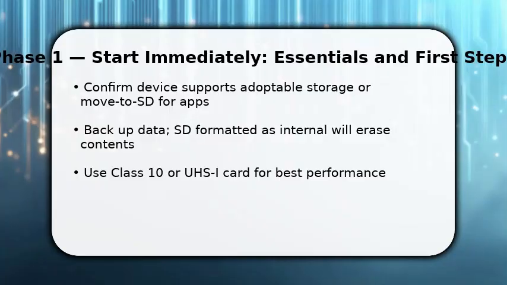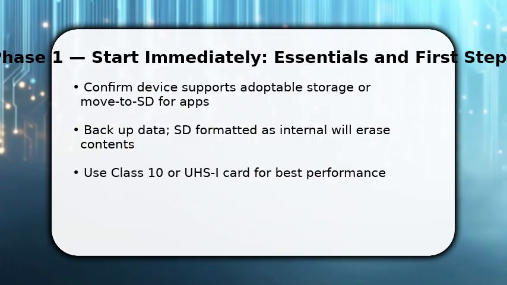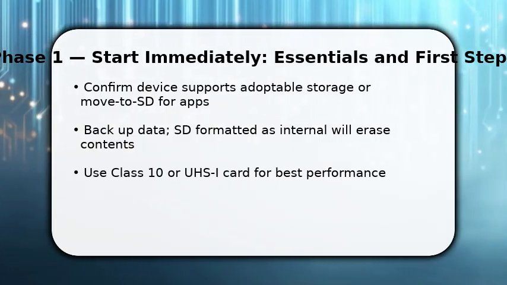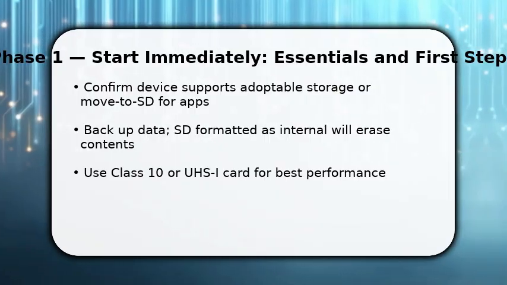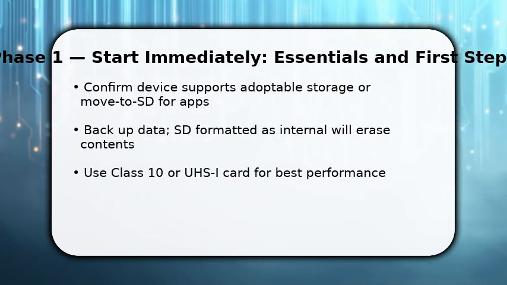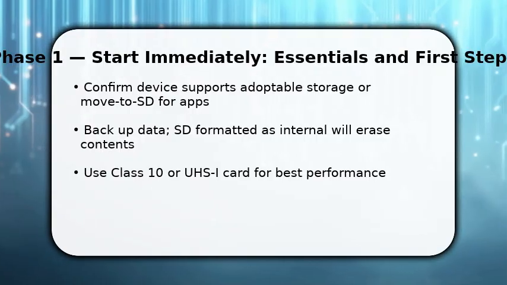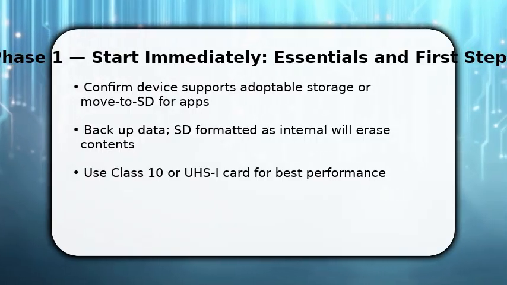Enjoy the video. You start by preparing the SD card and device settings. Insert a fast, empty SD card, then open Settings, Storage. You must decide: format as portable or format as internal adoptable. Choose internal if you want apps on SD. This encrypts and erases the card, so make a backup.